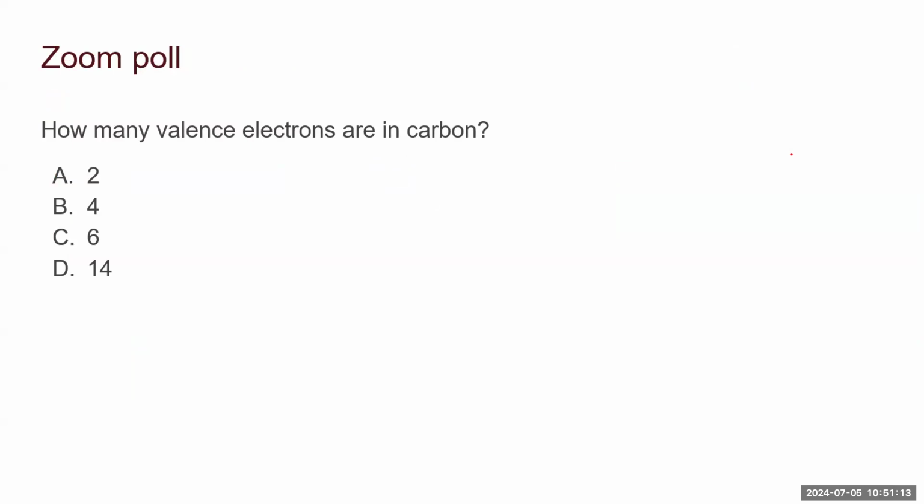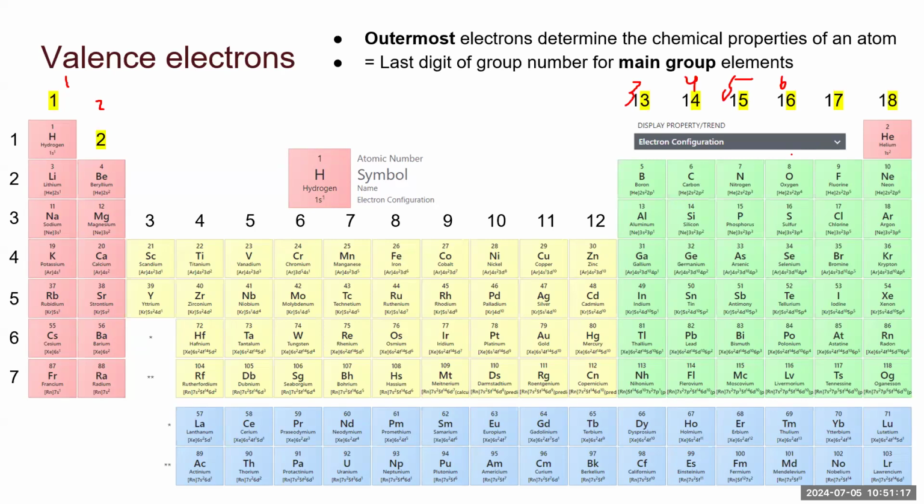How many valence electrons are in carbon? Okay, so carbon, number 6. How many valence, not total electrons, but valence electrons? Well, we can look up here. 4. How many total electrons? 6. But valence electrons is 4.